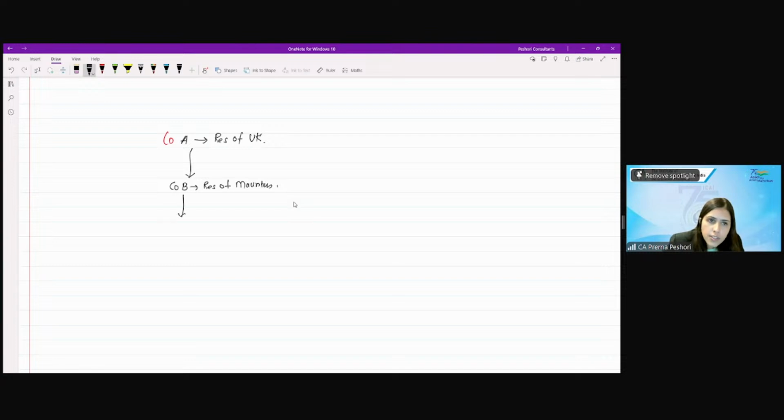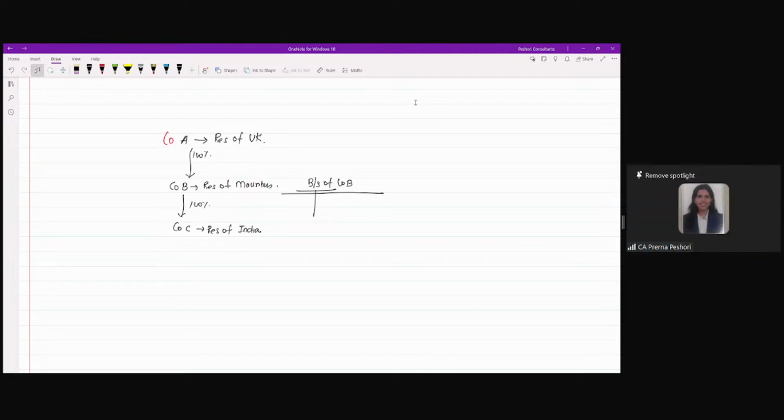Which has a further step down subsidiary, company C, which is a resident of India. Now, if you look into the balance sheet of company B, this is 100% and this is also 100%. In the balance sheet of company B, what will appear on the liability side?